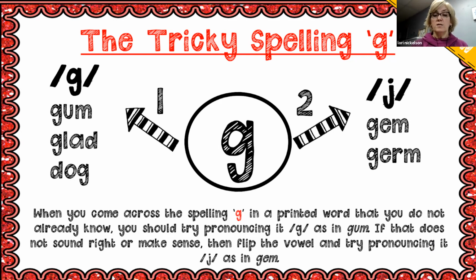So when you come across the spelling G or J in a printed word that you do not already know, you should try pronouncing it with G as in gum. If that doesn't sound right or make sense, then flip it and try pronouncing it as J as in gem.